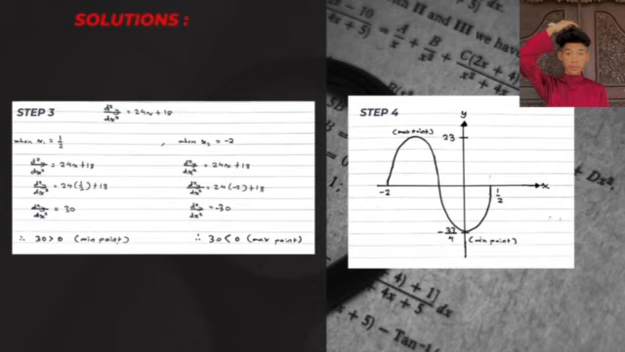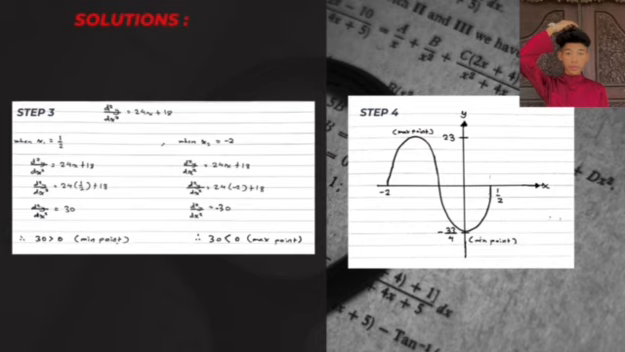d²y/dx² equals 24x + 18. When x1 equals 1/2, d²y/dx² equals 24(1/2) + 18. So the answer is d²y/dx² equals 30. So 30 is more than 0. This is the minimum point.